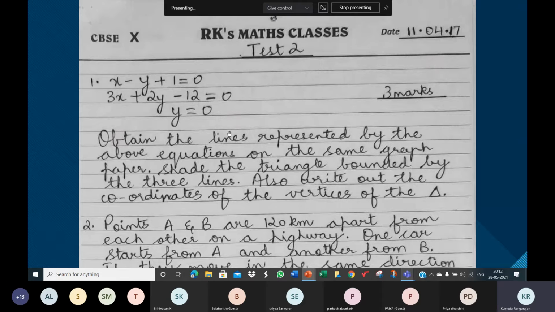How do you obtain the lines? So make the XY table, plot the points and get the lines. Get the lines represented by the above equations on the same graph paper. Shade the triangle bounded by the 3 lines. Also write out the coordinates of the vertices of the triangle.